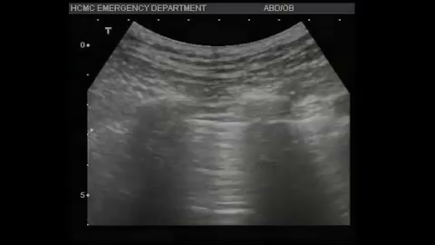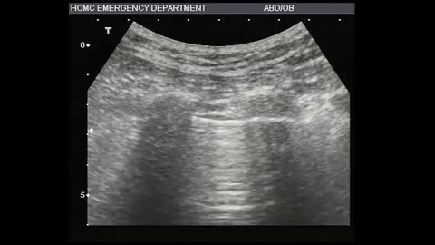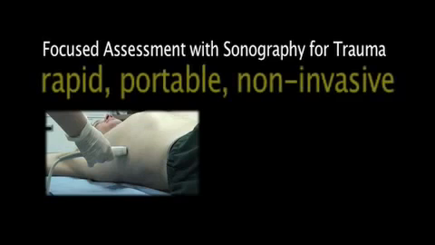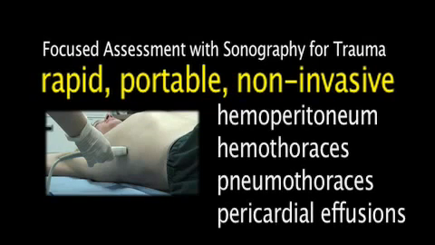When a pneumothorax is present, air does not allow for the transmission of ultrasound waves and the sliding sign is not observed. Remember, the FAST exam is a rapid, portable, and non-invasive way to detect hemoperitoneum, hemothoraces, pneumothoraces, and pericardial effusions in trauma patients.